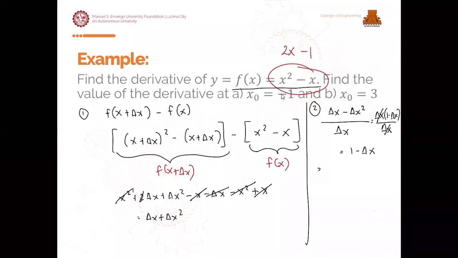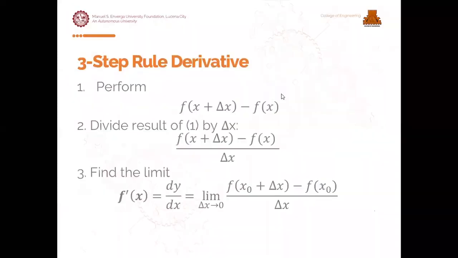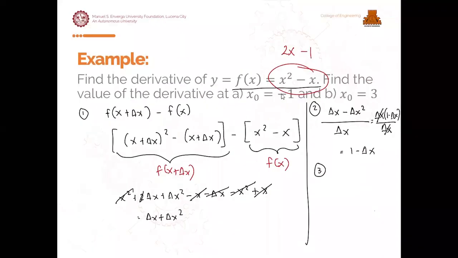Okay? Then step 3 natin is kunin natin yung limit of delta x as approaches 0. So limit of 1 minus delta x as delta x approaching 0. So applying limit theorem, so we have limit of 1 minus limit of delta x. So we have 1 minus 0 or limit natin is equals to 1. Okay?